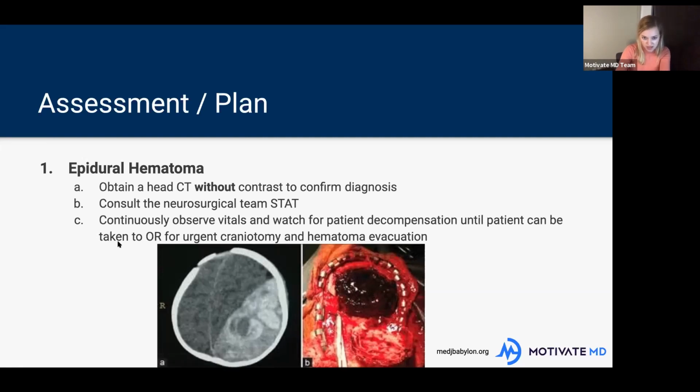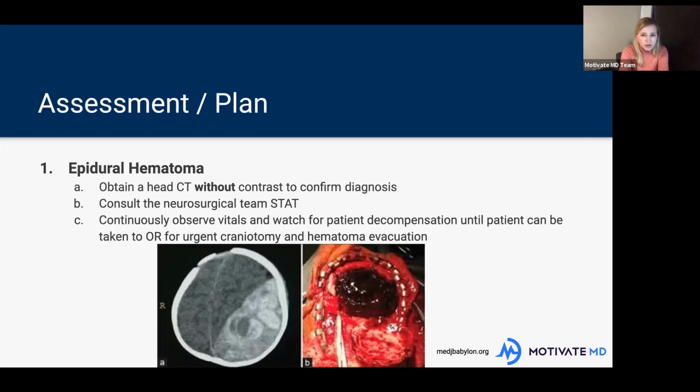And then lastly, I have continuously observe vitals and watch for patient decompensation until the patient can be taken to the OR for urgent craniotomy and hematoma evacuation. Does anyone know why it's important to keep an eye on the patient, especially their vital signs, while we're waiting for the neurosurgery team to bring them to the OR? Yes, good job, Smita. She said, make sure their state doesn't change drastically.